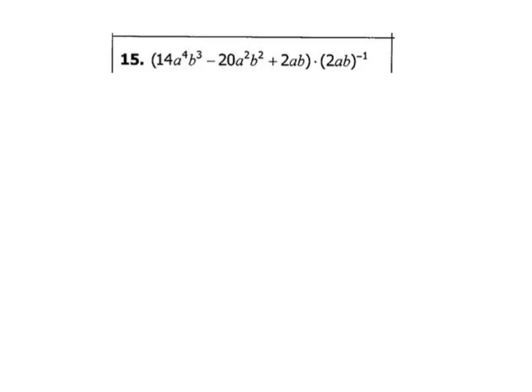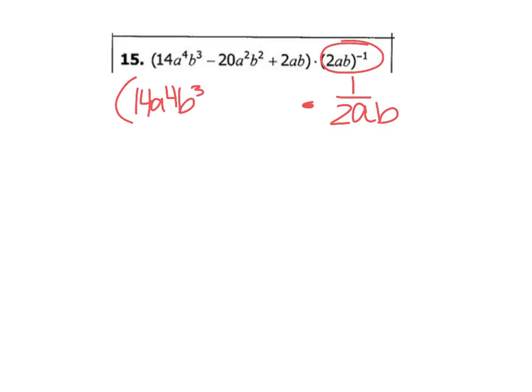Alright, number 15 looks like a multiplication problem, but it's really a division problem, and let's see why. So what we want to do is rewrite this negative exponent as a positive exponent. So anytime we have to the negative 1 power, we would want to rewrite this as 1 over 2ab. So what we're saying is this giant polynomial, I'm just rewriting it, 14a to the fourth b to the third minus 20a squared b squared plus 2ab, times 1 over 2ab.